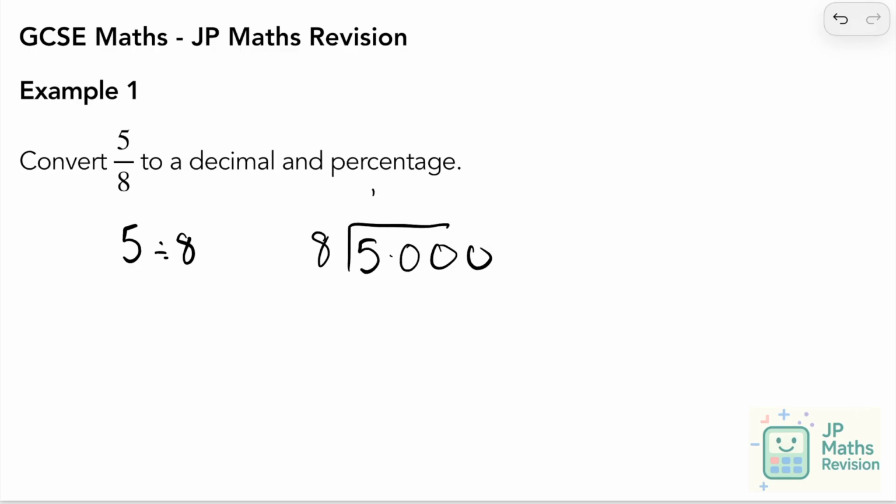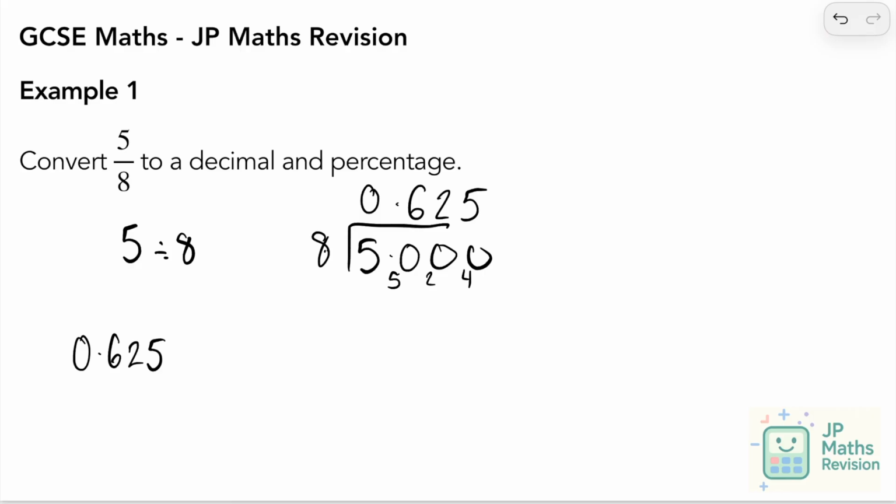So 8's into 5 is 0, remainder 5. 8's into 50 is 6, remainder 2. 8's into 20 is 2, remainder 4. And 8's into 40 is 5. So as a decimal, 5 over 8 is 0.625.